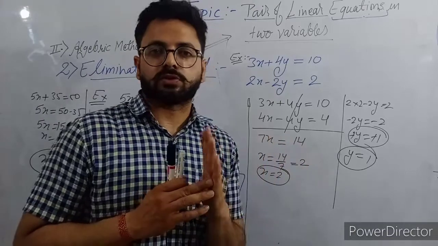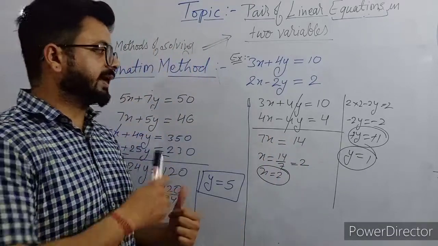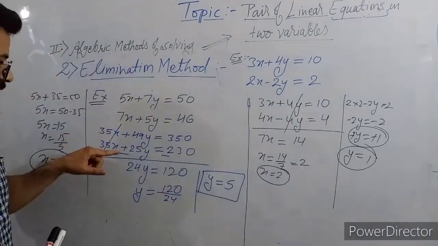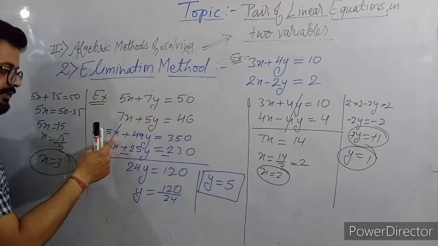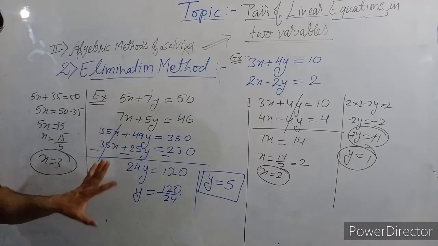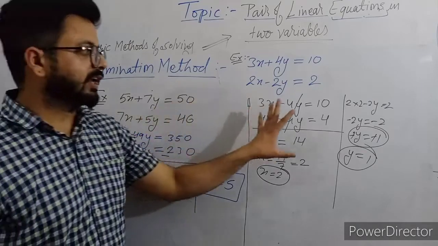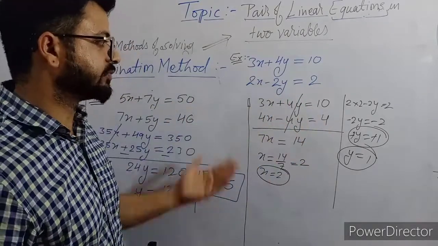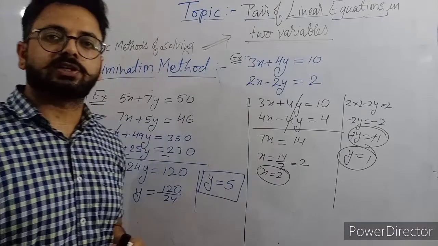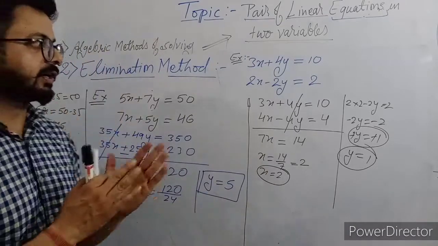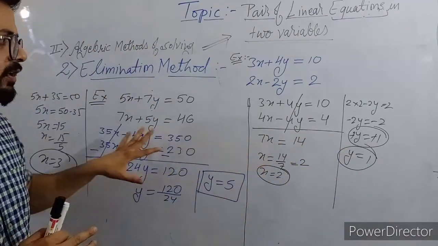So in this type of question, what we will do, we will make one term equal, except the constant, meaning the variable term we will make equal, and then we will eliminate them. Here we eliminated x completely, and in this part we eliminated y completely. So that's why we call this the elimination method. We are eliminating one variable completely, and this is a very popular method.